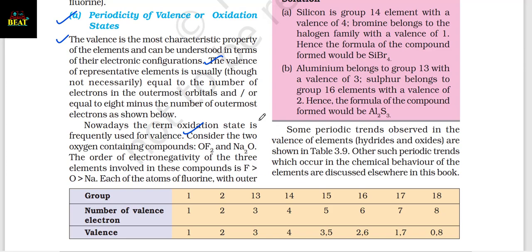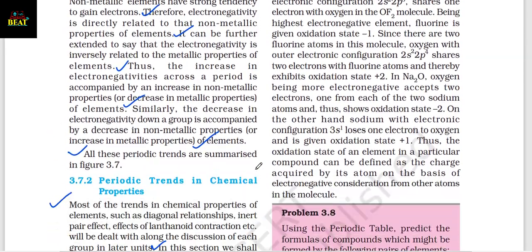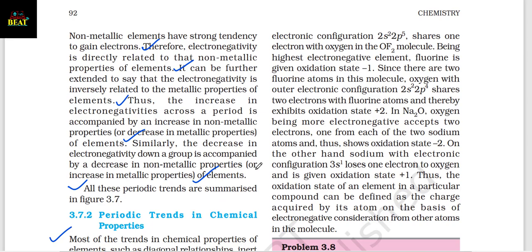Consider the two oxygen-containing compounds OF2 and Na2O. The order of electronegativity of the three elements involved in these compounds is fluorine greater than oxygen greater than sodium. Each of the atoms of fluorine, with outer electronic configuration 2s2 2p5, shares one electron with oxygen in the OF2 molecule. Being the most electronegative element, fluorine is given oxidation state -1. Since there are two fluorine atoms in this molecule, oxygen, with outer electronic configuration 2s2 2p4, shares 2 electrons with fluorine atoms and thus exhibits oxidation state +2.